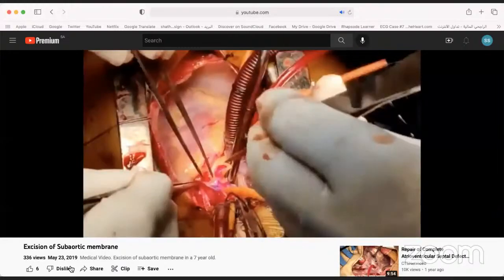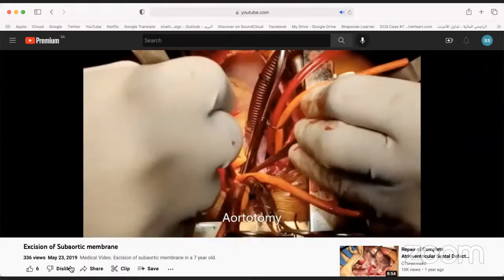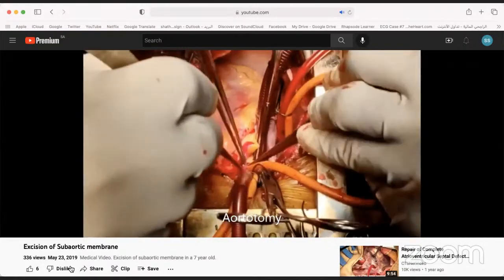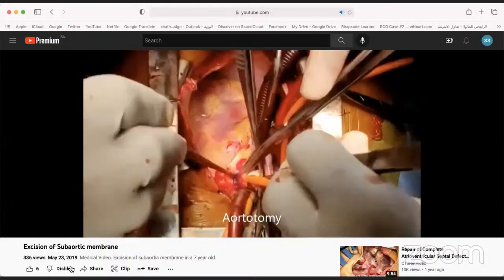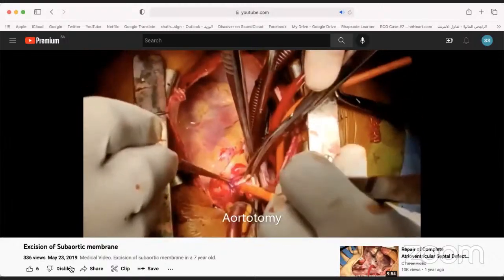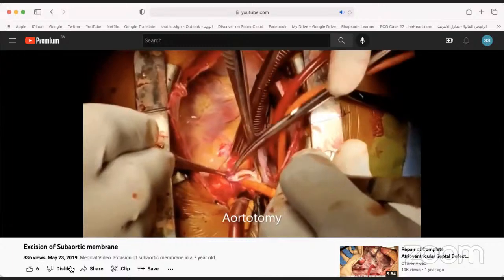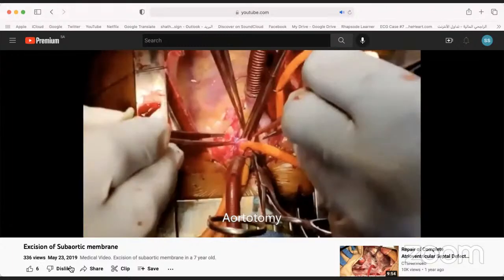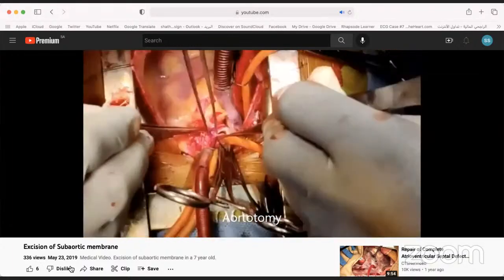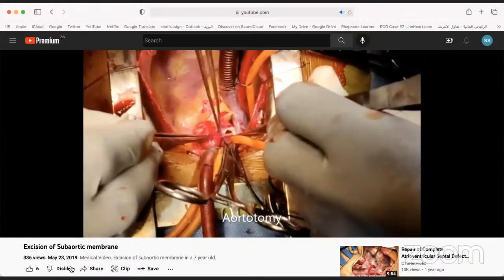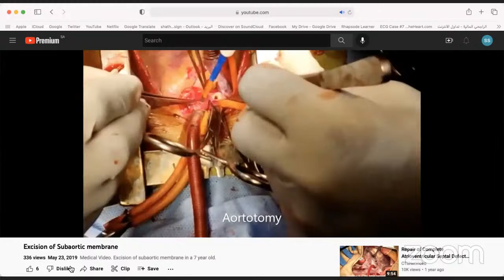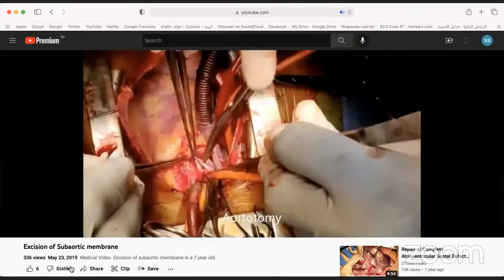So he was taken up for surgery, went on aortic and RA cannulation, cross-clamped, cardioplegia given through the root, and the aortotomy is in progress. We generally like to do a full aortotomy in these cases, which we think helps us better identify the subvalvar pathology.